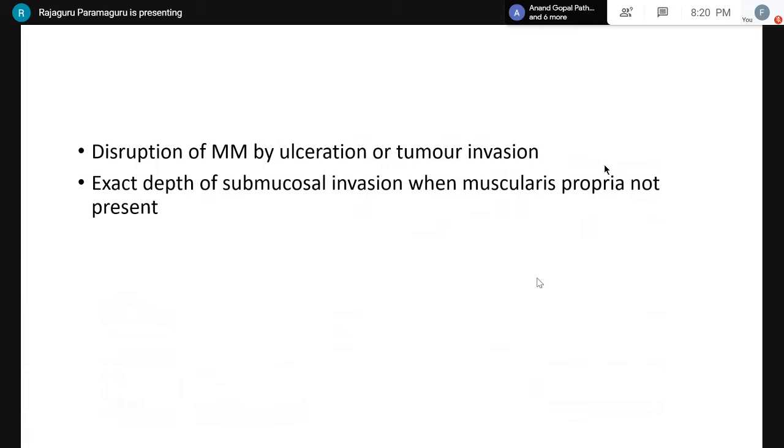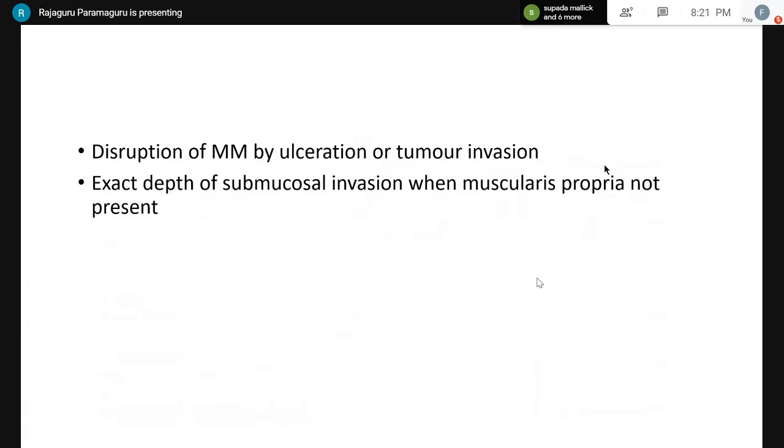So we might not be able to measure the actual depth of invasion, because in the tumors of the colon, the invasion beyond the muscularis mucosae is considered as T1. So if it is an intramucosal carcinoma, it is still called Tis. Only invasion beyond the muscularis mucosae is called T1.